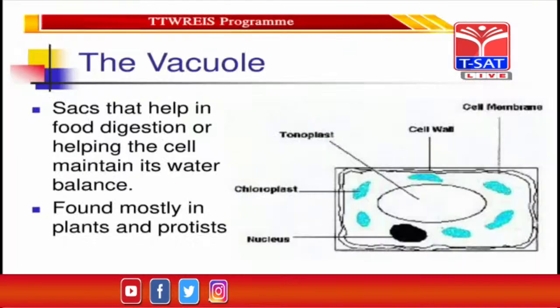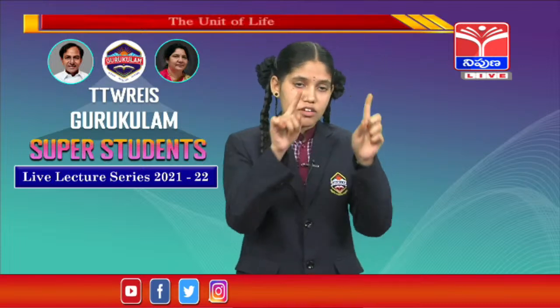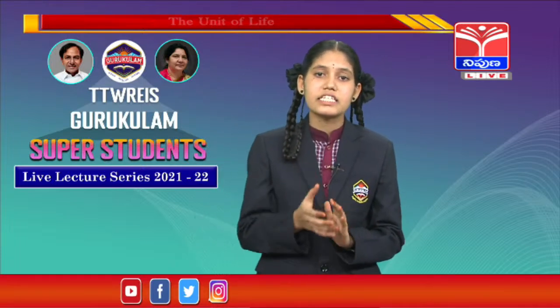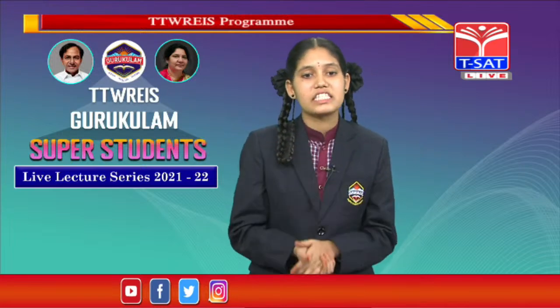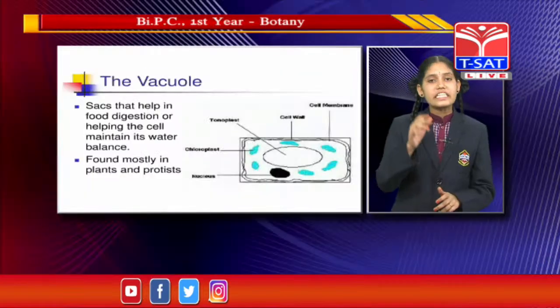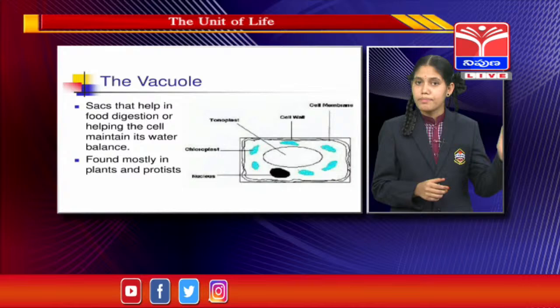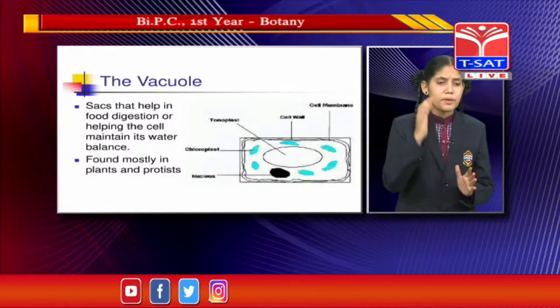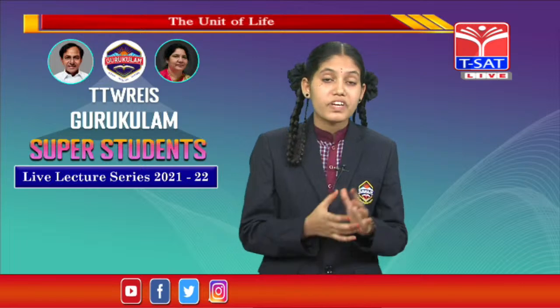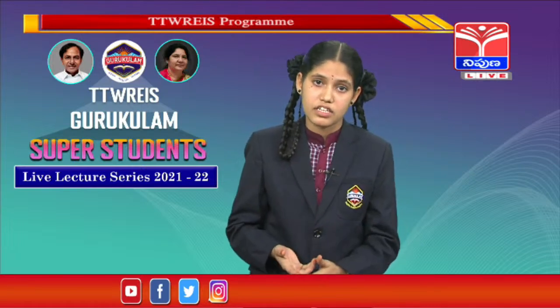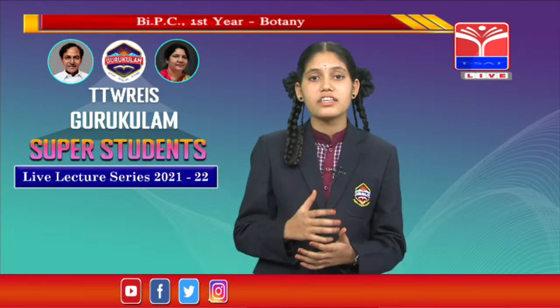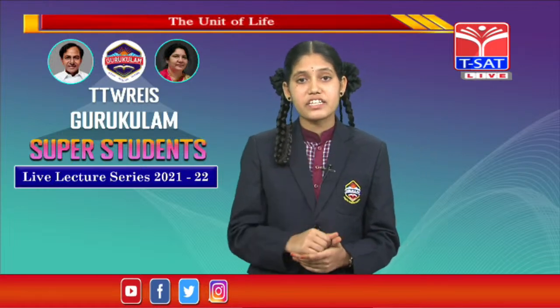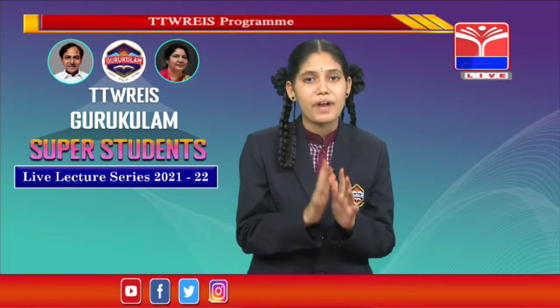When we see the vacuole in a plant cell, in the cytoplasm there is an empty space, a big round organelle. The vacuole is a sac that helps in food digestion or helps the cell maintain its water balance. The vacuole is found mostly in protists and plants. The best example of a vacuole is the refrigerator. Why can we take the refrigerator? Because we can store materials in a refrigerator, like food, water and other things. That's why we can call the vacuole a refrigerator. We can see the vacuole only in plant cells.